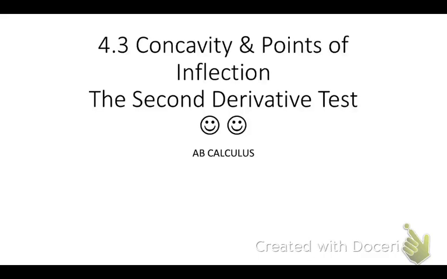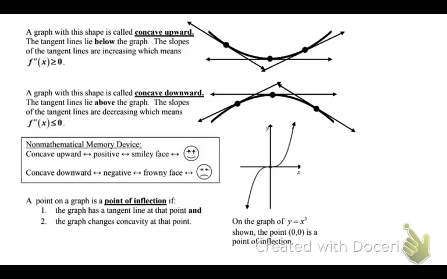Okay, today we're talking about section 4.3, concavity, points of inflection, and the second derivative test. All right, so a graph is called concave up if the tangent lines lie below the graph and the slopes of the tangent lines are increasing, which means f double prime of x is greater than or equal to 0.